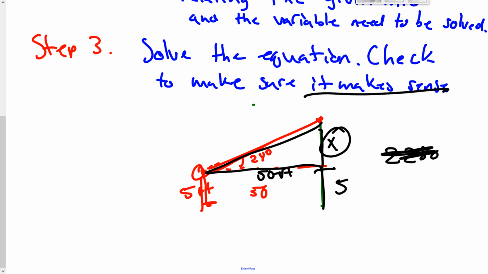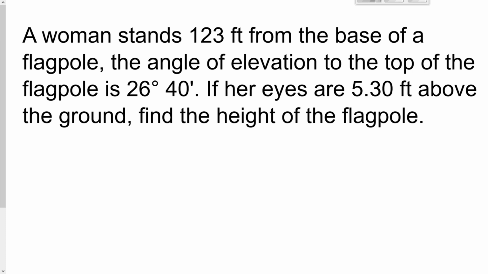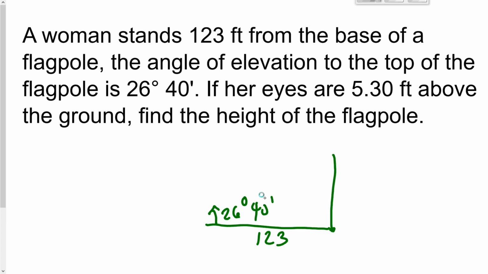Okay, so let's go ahead and practice a couple. Here we go. A woman stands 123 feet away from the base of a flagpole. So here we have the base, and this lady is standing 123 feet away. The angle of elevation to the top of the flagpole, so elevation off the horizontal coming up, is 26 degrees and 40 minutes. So that means we need to change minutes to degrees.